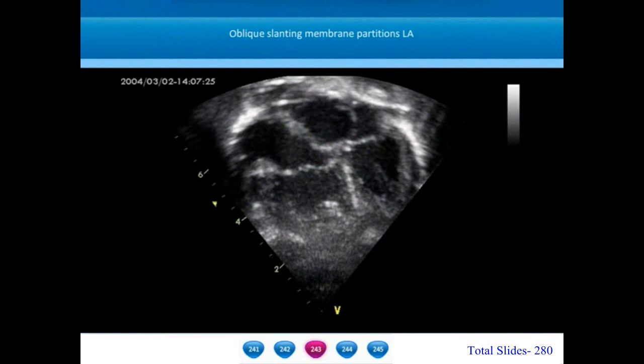On a still frame, we can appreciate the oblique slanting membrane that partitions the left atrium. This condition is called cor triatriatum sinister, or partitioned left atrium, or divided left atrium. The characteristic features are that the upper chamber will always be receiving all the pulmonary veins, and the lower chamber will be connected to the left atrial appendage and to the mitral valve orifice.